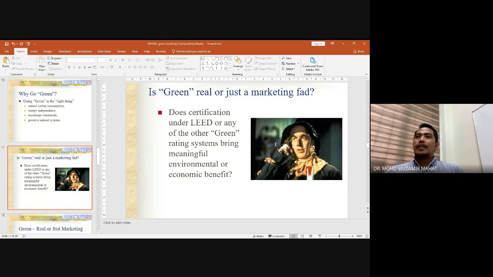Is green real or just a marketing fact? Oh, wow. So there are two things here. Number one, people are making business. Number two, when we realize the importance, we actually would like to show our support to the green energy.